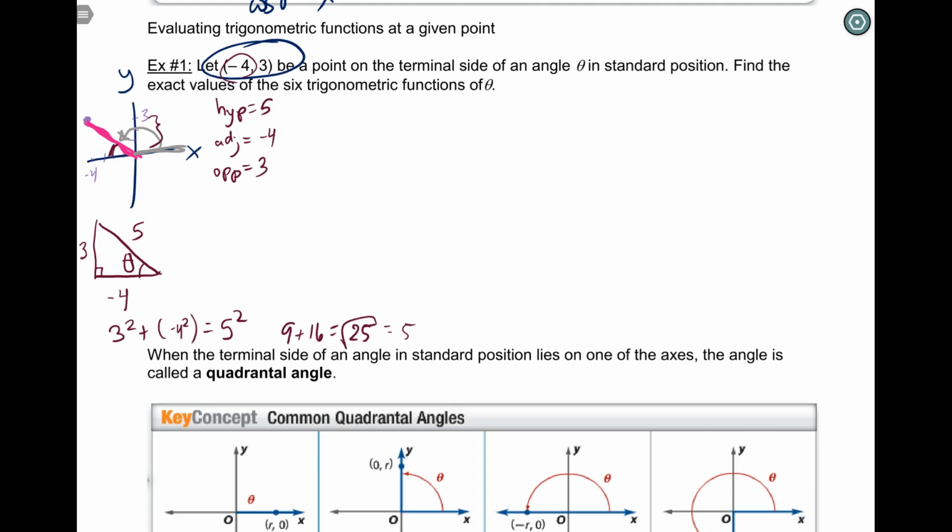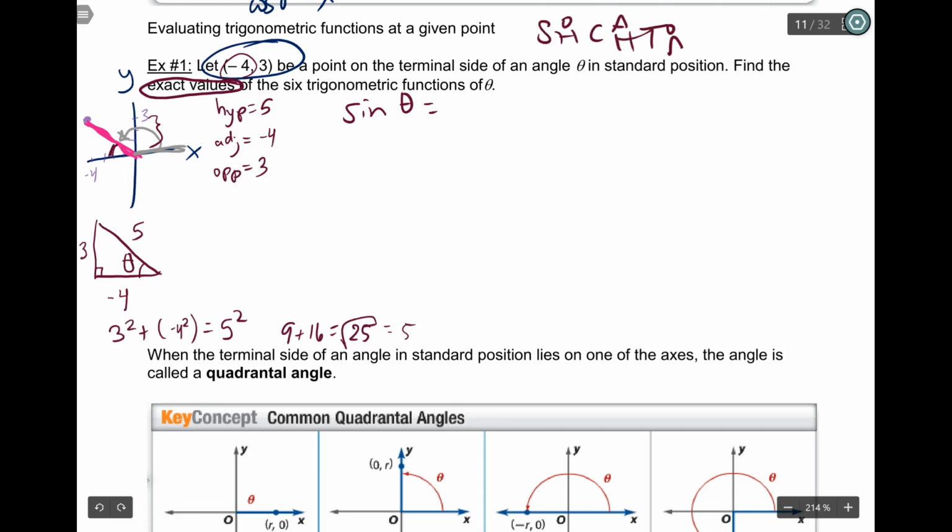So let's go ahead and find the 6 standard positions, and we want the exact values. We need the exact values. So sine of theta, this is just a review of what we've done so far. SOHCAHTOA. Sine is opposite, 3, over hypotenuse 5, 3/5. Cosine theta is adjacent over hypotenuse. The adjacent's -4. Hypotenuse is 5. And tangent of theta is going to be equal to opposite, 3, over adjacent, -4.